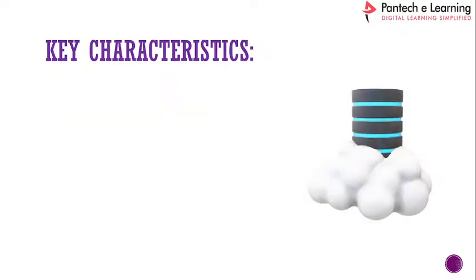Coming up with the key characteristics. The first one is high availability and reliability. The availability of the service is high and more reliable because the chances of infrastructure failure are minimal.